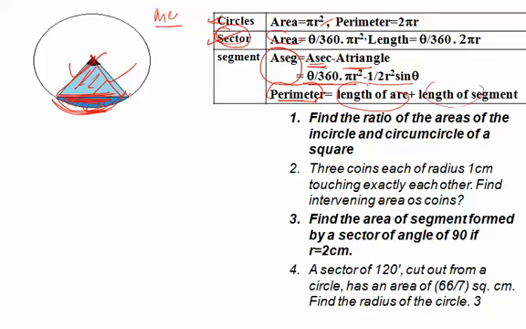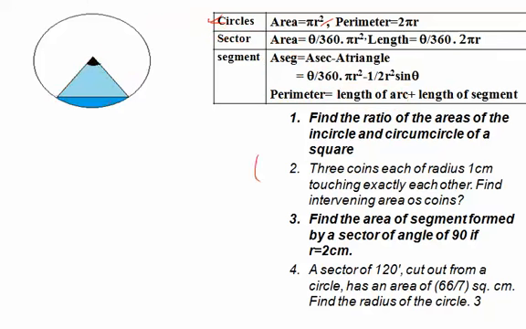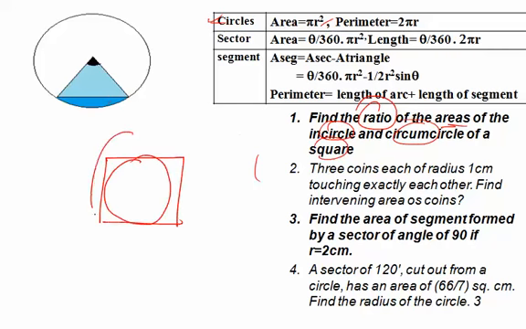You can easily calculate the perimeter also. Now first question: find the ratio of areas of the inner circle and circumcircle of a square. Suppose this is a square, this is your inner circle, and this is your outer circle. So what is the ratio between the areas of this circle and this circle?